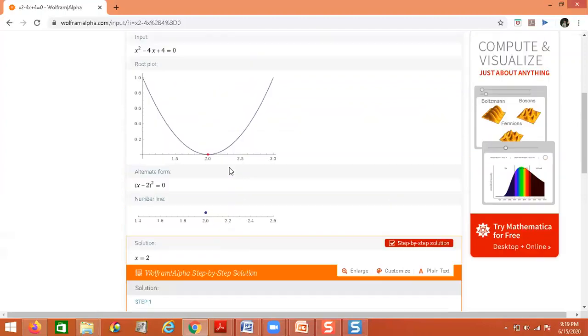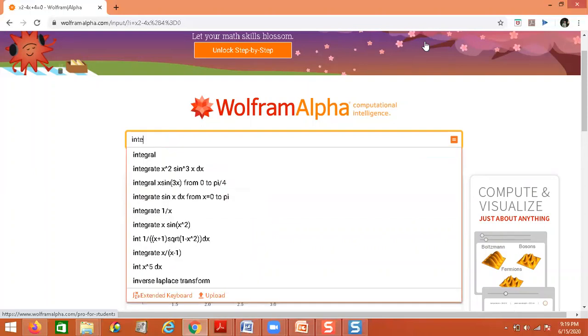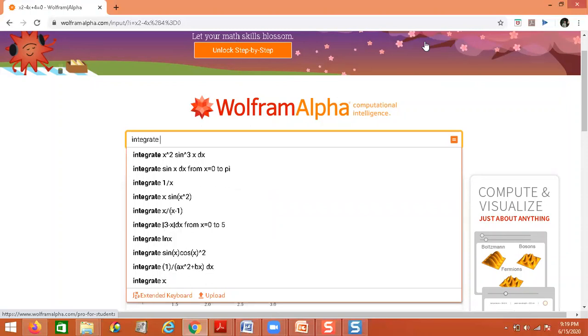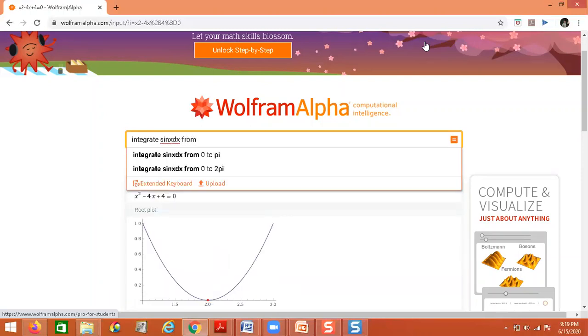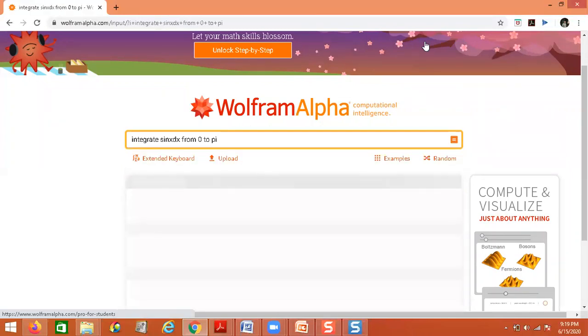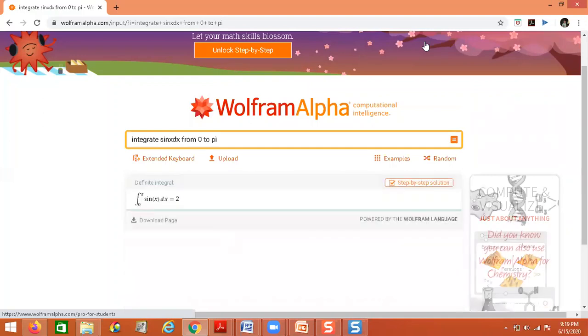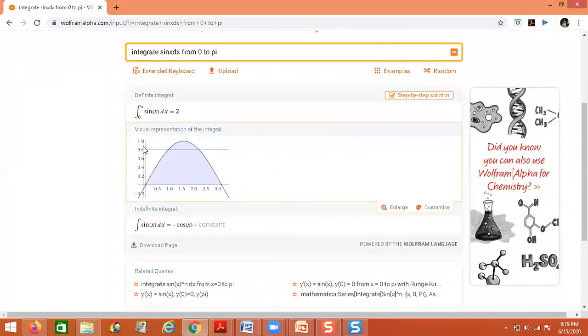So now let me show you an integration. So how to type in integration. So just type integrate sin x dx from the limits of the integral, from 0 to pi. Okay, so I'm just clicking on enter. Okay, so integral 0 to pi sin x dx is equal to 2. That's the solution. Now you can see a graph.